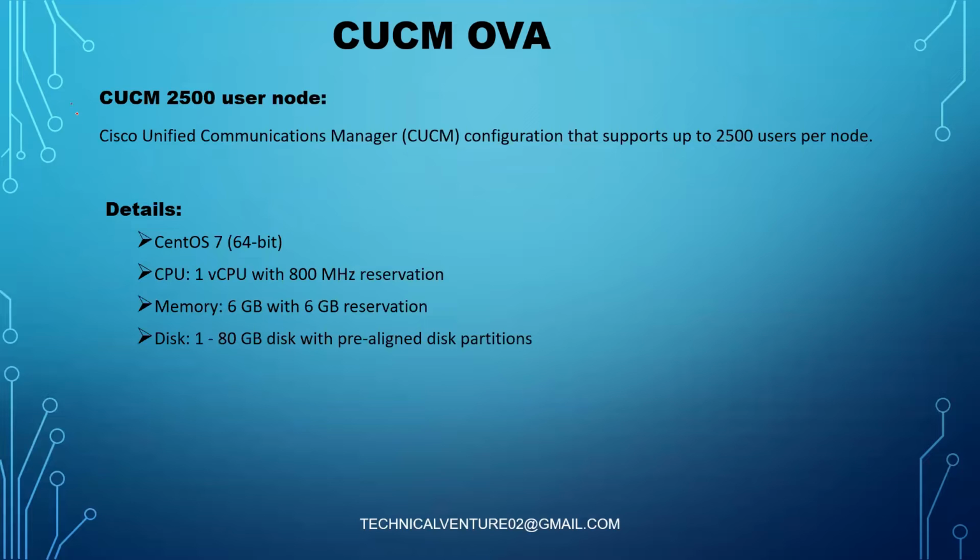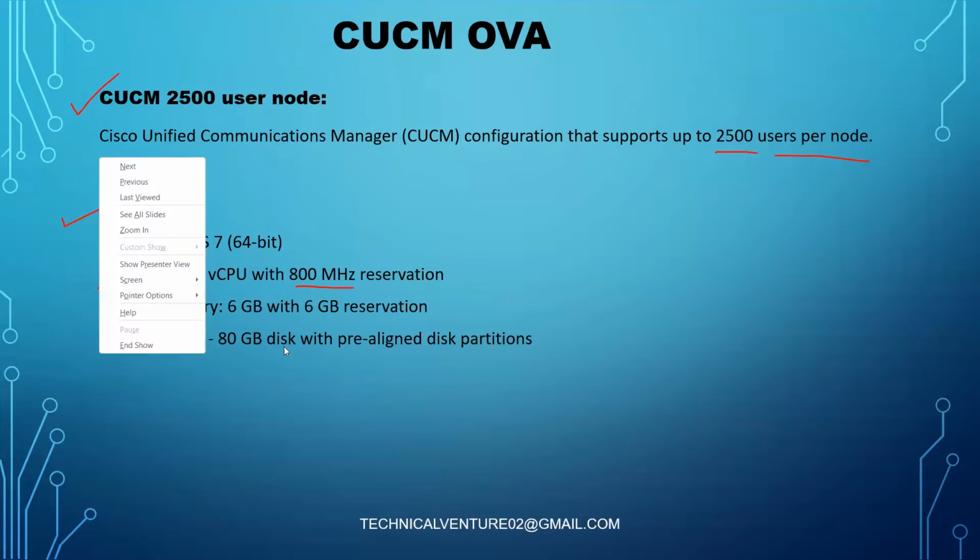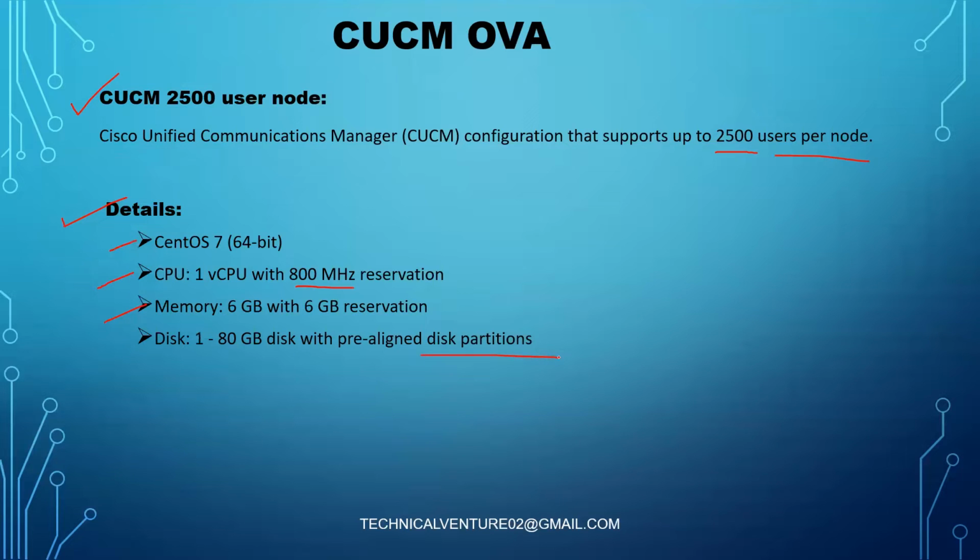So first is the CUCM 2500 user node, that is a CUCM configuration that supports up to 2500 users per node. Whenever you select this deployment model, the details it will show: the CentOS, CPU, one virtual CPU with 800 MHz reservation, RAM that is 6 GB with 6 GB reservation, and disk that would be 80 GB with pre-aligned disk partitions. These are all the details needed whenever you choose this deployment model. This is for 2500 users.